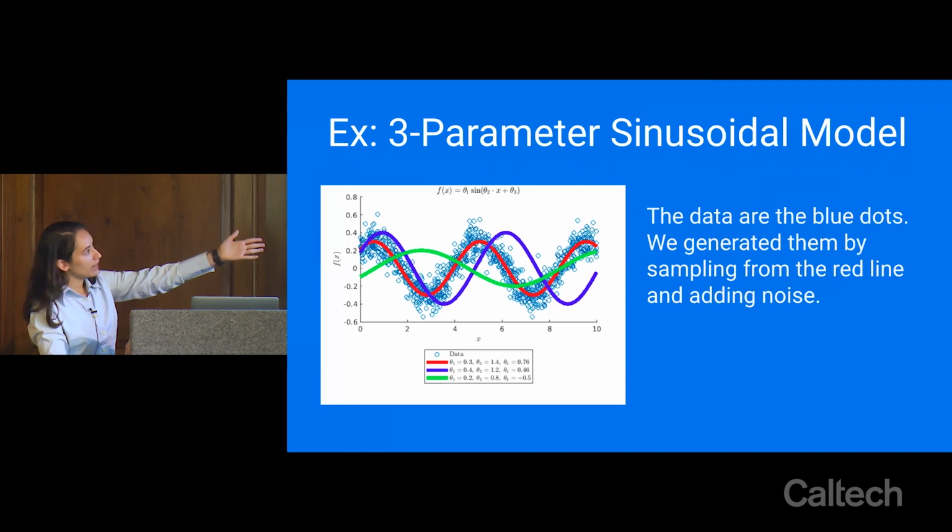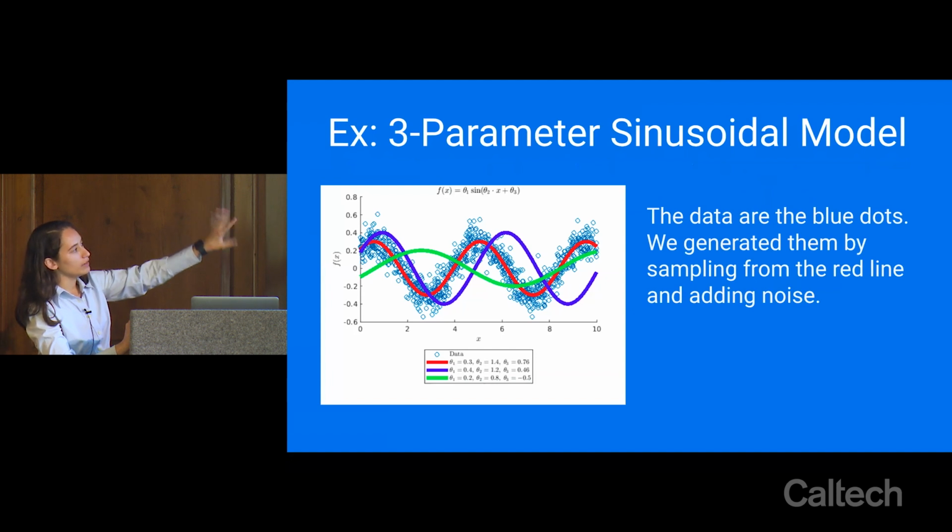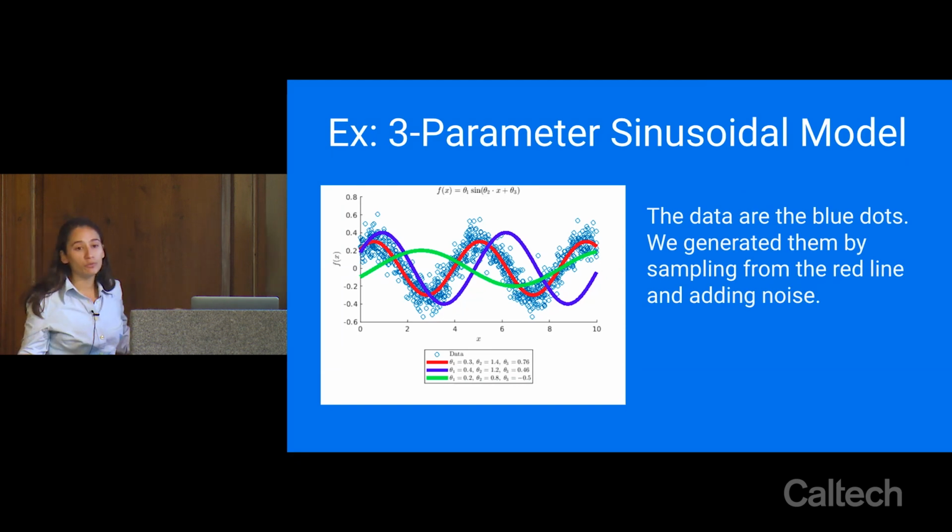So here we have some data. The data are these blue dots, and we actually generated them by creating this red line and then sampling from the red line and adding some noise. So the blue data is the thing that we are trying to learn, and we can have a few models that we actually use to try to learn that data. Some of these models are better, some of these models are worse.